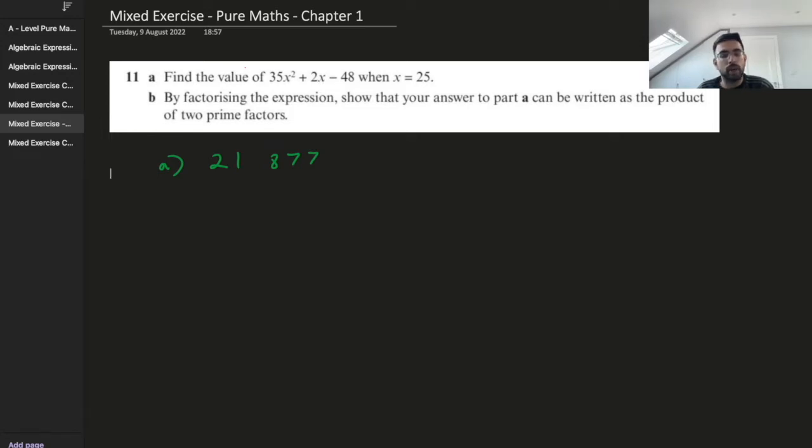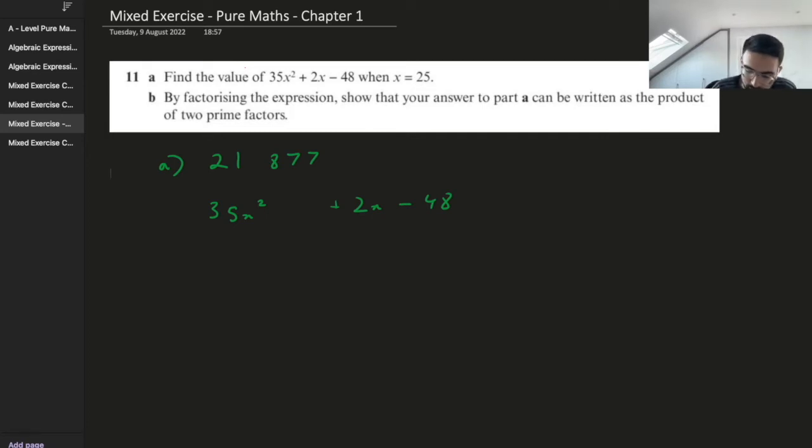Okay, for part B, we need to factorize this expression and show that your answer to part A can be written as a product of two prime factors. Now, this question seems daunting, but let's try factorizing it and solving it. Because we need to write it as a product of two prime factors, I am simply going to write it as 35x squared plus 2x minus 48. Now, this is what we have to work with. We need to split it up into two factors.